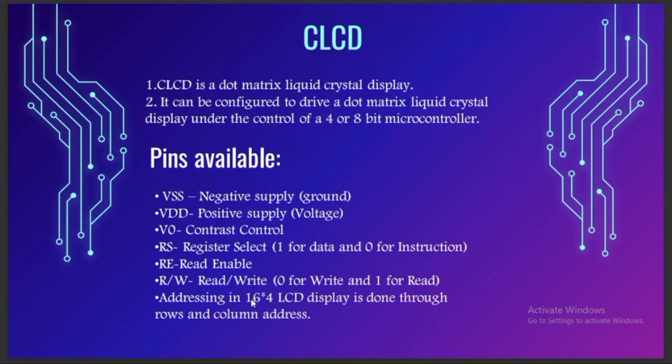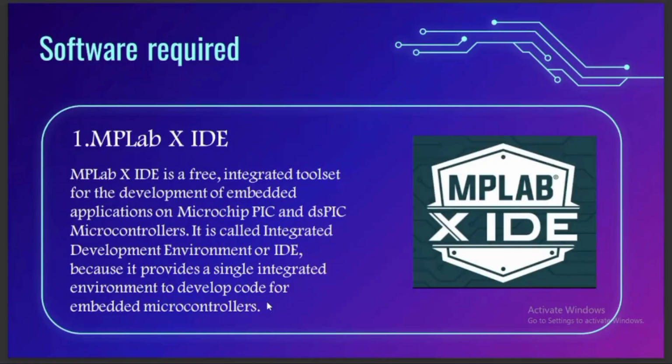And addressing in a 16 cross 4 LCD display is done through row and column addresses. Means CLCD is displayed in 16 cross 4. Here 16 indicates rows and 4 indicates the column addresses. Now getting into our next slide, that is software effect.